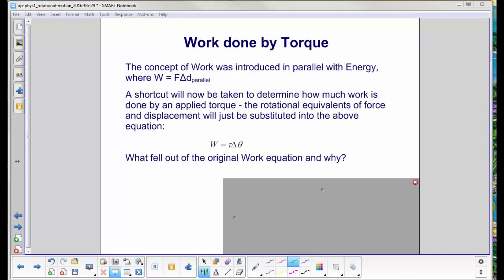The concept of work was introduced in parallel with energy, where work is equal to the force times the displacement that is parallel to the direction of the force, or anti-parallel, in which case you would get a negative. We're going to take a shortcut here to determine how much work is done by an applied torque. We're going to take the rotational equivalents of force and displacement, substitute them in this equation, and get work is equal to torque times the angular displacement. What fell out of this equation as we went to rotational motion, and why? Take a second to think about it. When you're ready, I'll go ahead and pull the screen down. You can pause if you'd like.